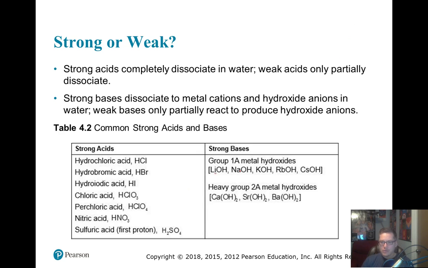Alright, so now we have to be able to identify whether we're dealing with a strong acid or a weak acid, because they're going to act differently in water. Remember a couple of videos ago we talked about strong versus weak electrolytes? Same kind of idea here. Strong acids completely dissociate. So that means when HCl, one of our strong acids, reacts in water, it's going to form H plus and Cl minus.